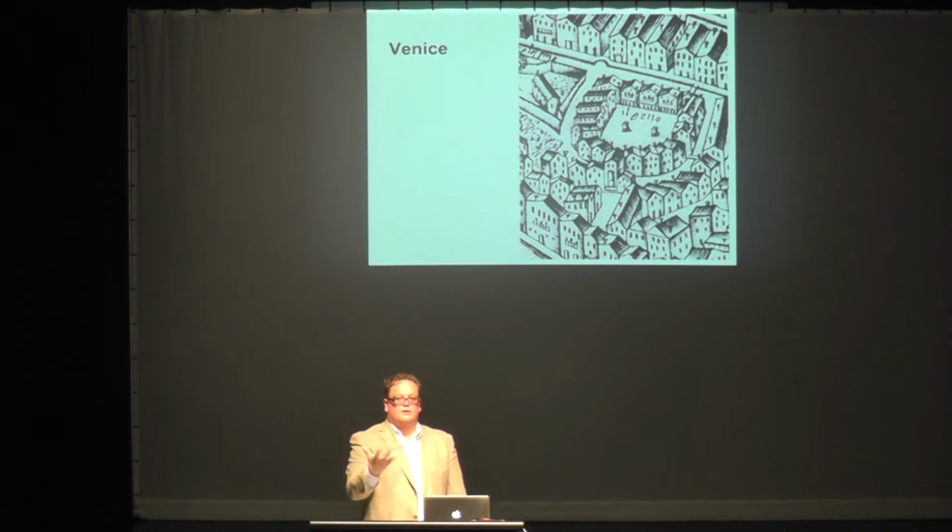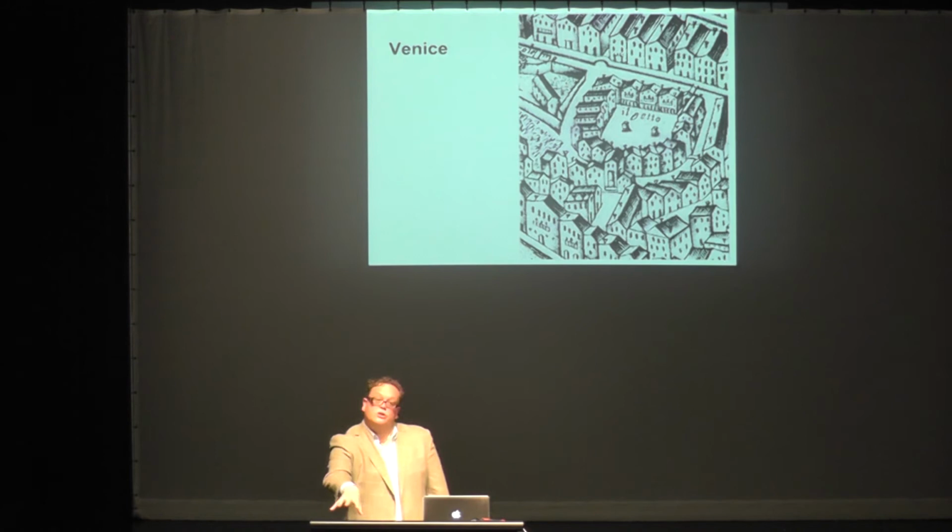Now, if you've been to Europe, in all the old cities of Europe, you have quarters, you know, places in the city where groups of people lived. You nearly always find a Jewish quarter. In modern times, you have things like Chinatowns.